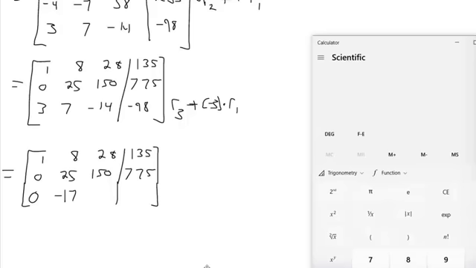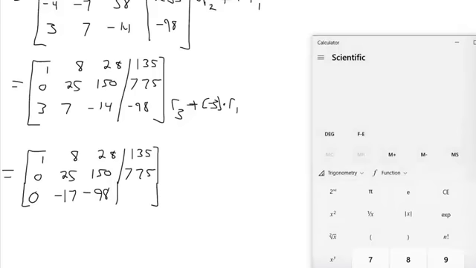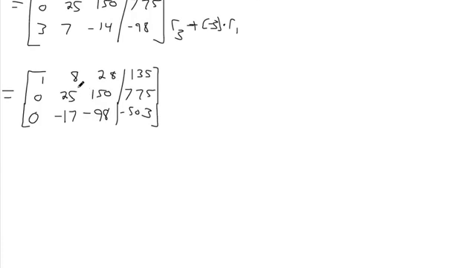And then I'm not going to do this in my head. Negative 3 times 28 is negative 84. Negative 84 plus negative 14 is negative 98. And I got negative 3 times negative 135 plus negative 98 makes negative 503 in the bottom. First column's done. Now we want to focus on getting that pivot, making this be a 1.